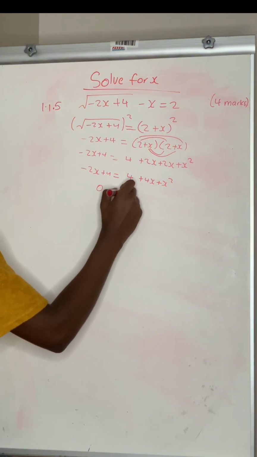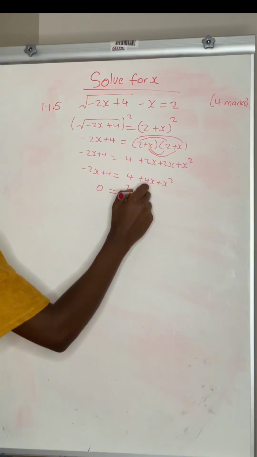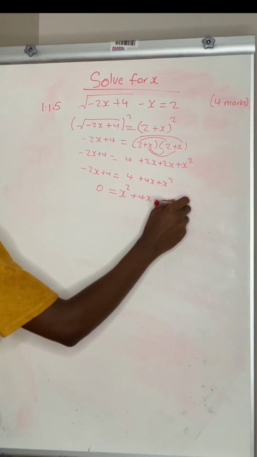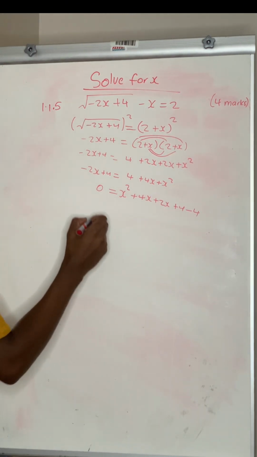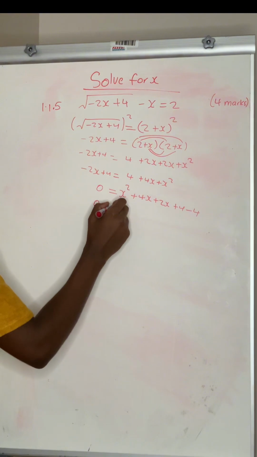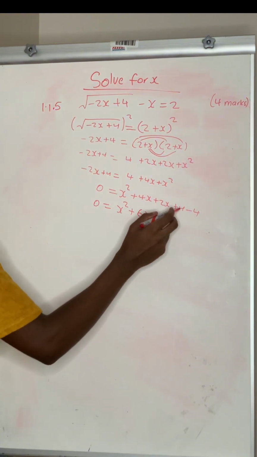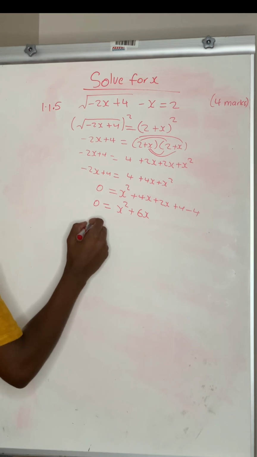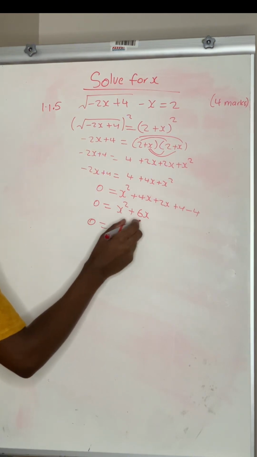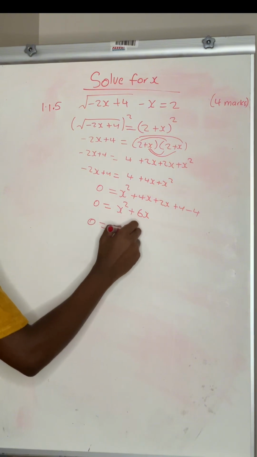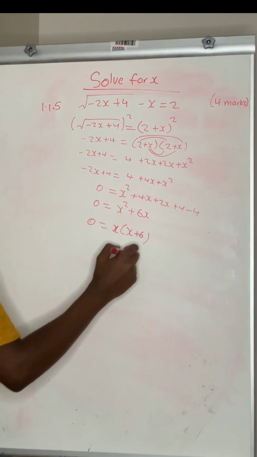And then it's going to be x squared plus 4x plus 2x plus 4 minus 4. And then 0 is equal to x squared plus 6x. 4 minus 4, that is 0. And then the common factor here between these two is basically x. So it's going to be x into x plus 6.